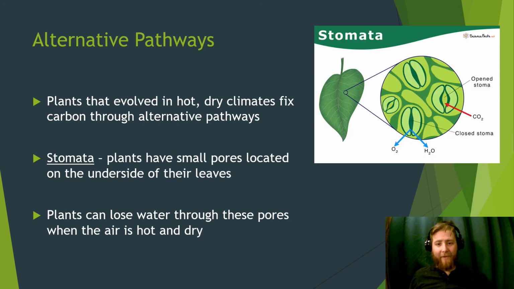All right, now that we've talked about the C3, the regular method, let's talk about alternative methods. Plants that evolved in hot or drier climates fix their carbon through alternative pathways, and they're going to use these little stomata on the back here. There are little crescent moon shaped valve-looking things, but they are small pores that are located on the underside of the leaves.